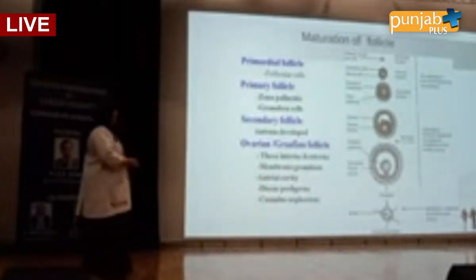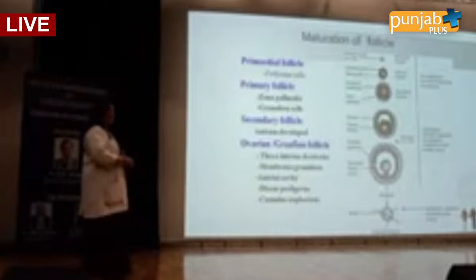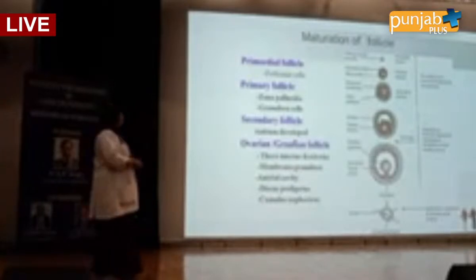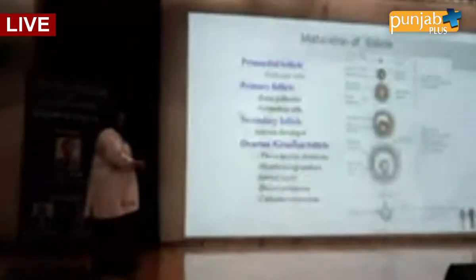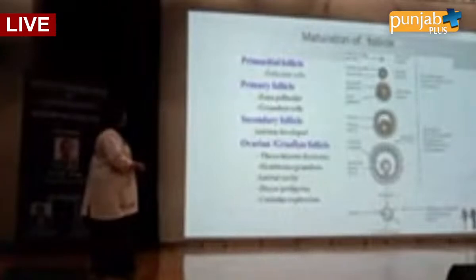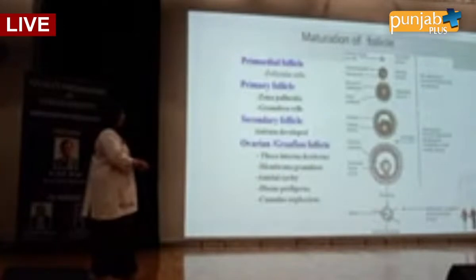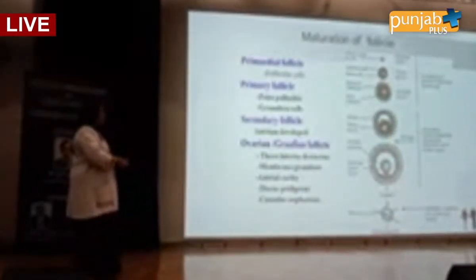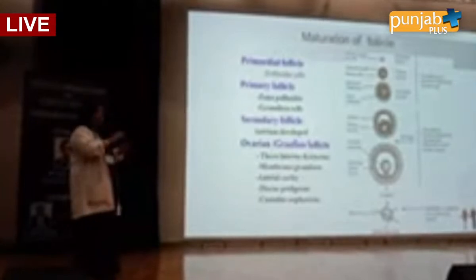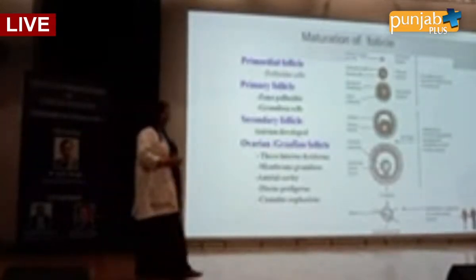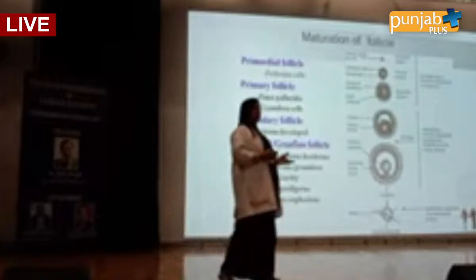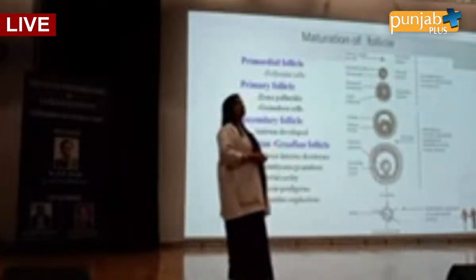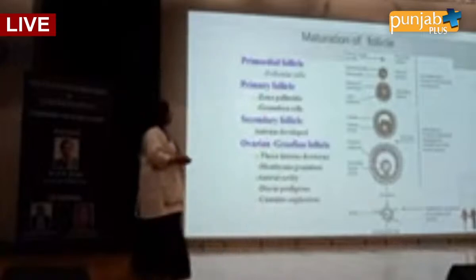So due to this antral cavity, this granulosa cell surrounds this oocyte. This is known as the cumulus oophorus, and here is the first polar body, secondary oocyte, and the cells which are attaching this oocyte to the wall of the follicle are known as the discus proligerus. And the surrounding stromal cells condense to form the theca interna, and outside there is a dense fibrous tissue which forms the theca externa.